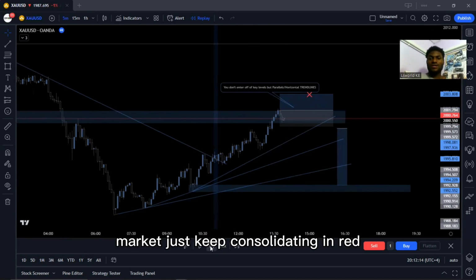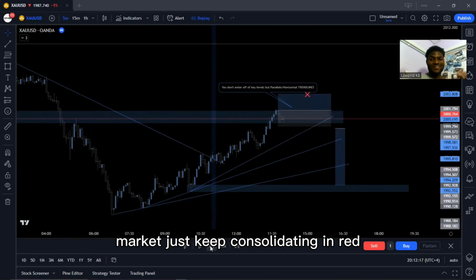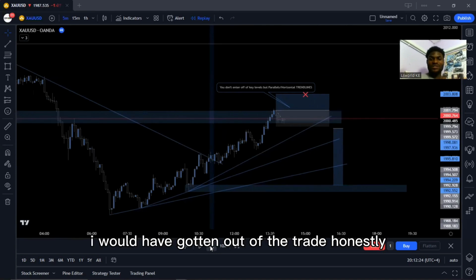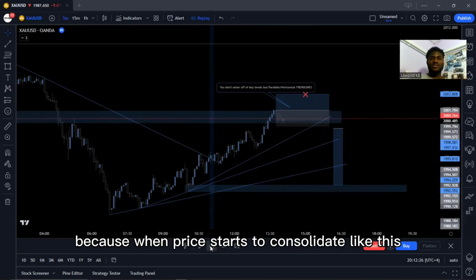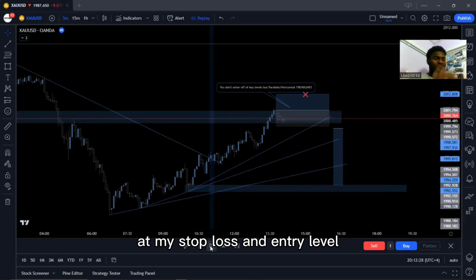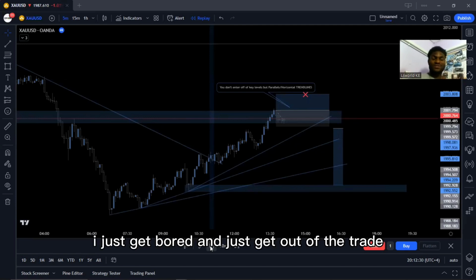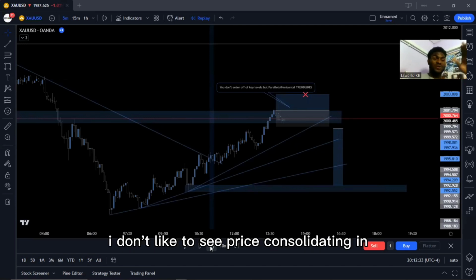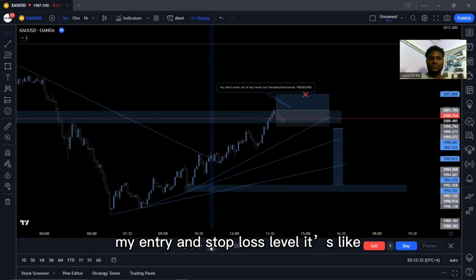And there we go. The market just keeps consolidating in the red. Just at my stop loss and entry, I would have gotten out of the trade honestly, because when price starts to consolidate at my stop loss and entry level, I just get bored and get out of the trade. I don't like to see price consolidating at my entry and stop loss level.